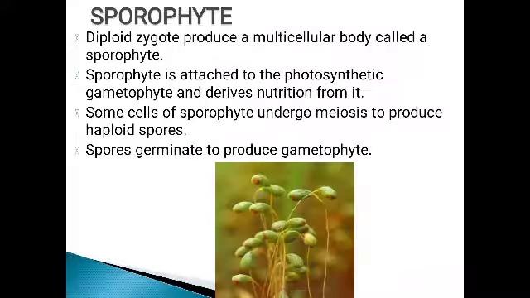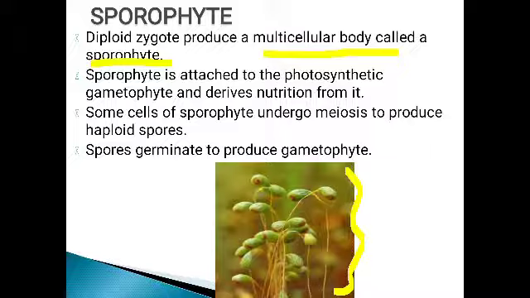Then what happens to that diploid zygote? It produces a multicellular body which is called a sporophyte. What will be developed? A multicellular body called sporophyte will develop. So here, in this picture, what you are seeing is a sporophyte. From where is it produced? From the zygote. Zygote is diploid. Where is it present? In the gametophyte. Only in the gametophyte is the zygote present.